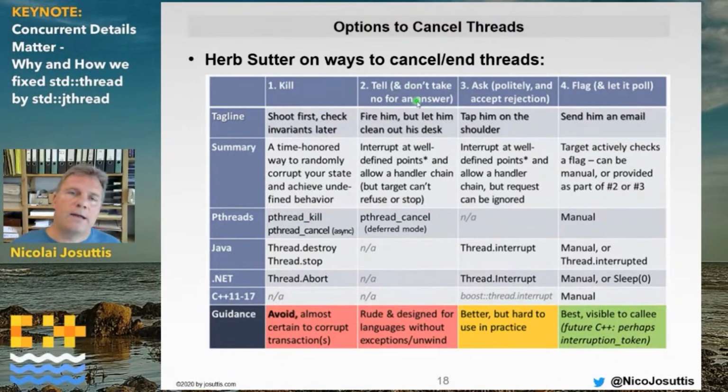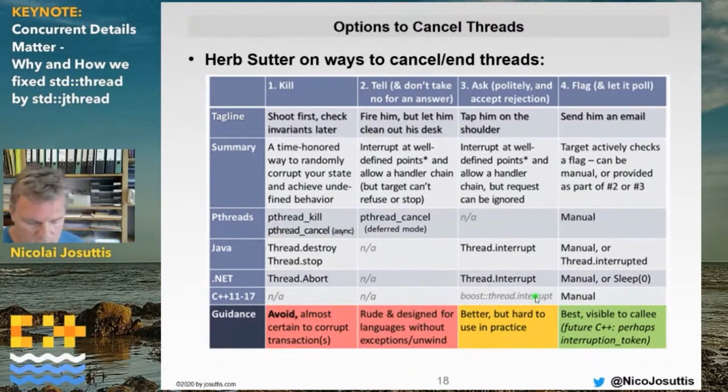So tell them, and tell them in a way that they have to cancel sooner or later. Herb said this is rude, and especially a bad design for languages where we don't have exceptions and unwinding, because that creates a lot of trouble. Or ask them politely, and we have that in Boost thread, where we could call interrupt. And that, by the way, was one reason people, even after years, were still using Boost thread instead of std::thread, because they could interrupt by tapping on the shoulder.